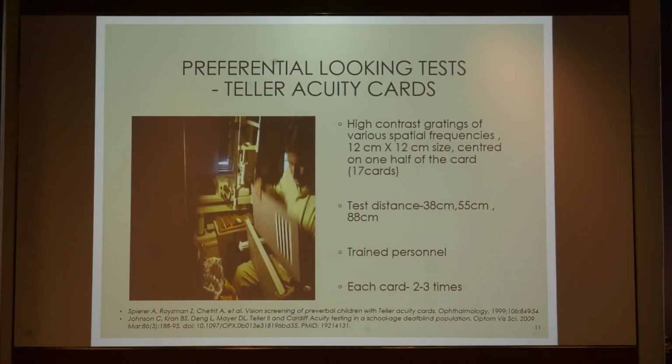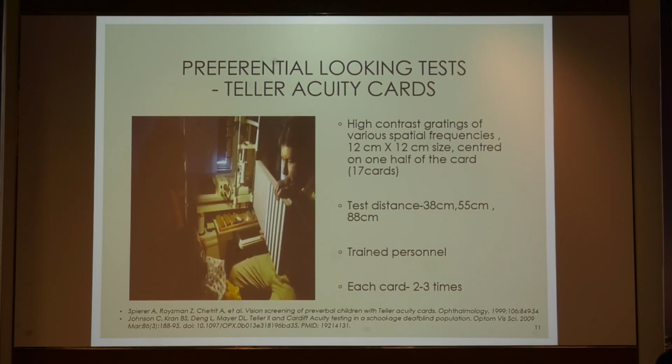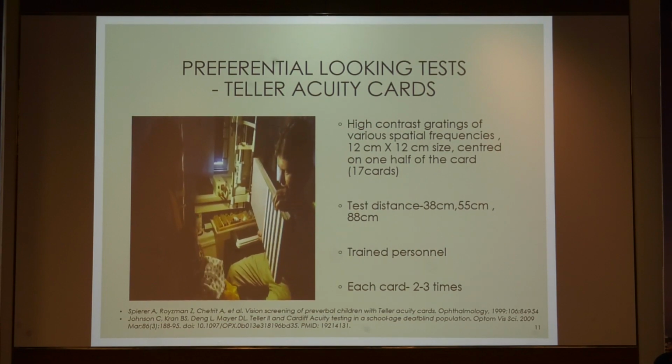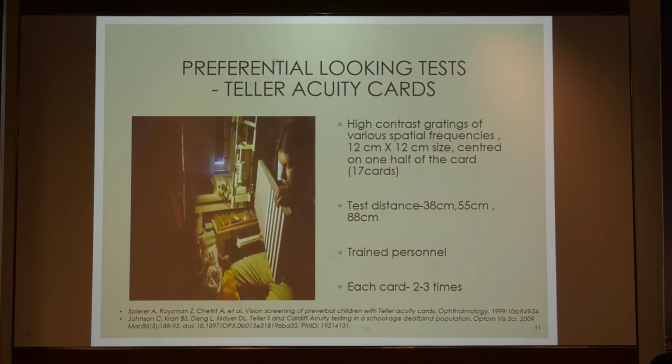So this is a preferential looking test. First is the Teller Acuity card, which is a high contrast grating of various spatial frequencies, 12 centimeter into 12 centimeter, centered on one half of the card. We start with the largest grating chart and show it 2 to 3 times. We look for the direction in which the child is looking.